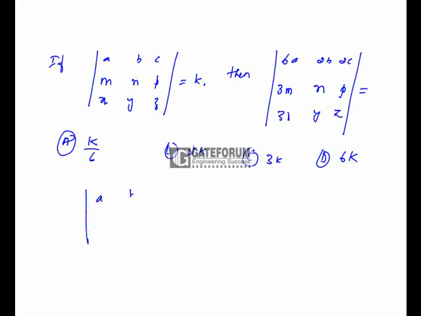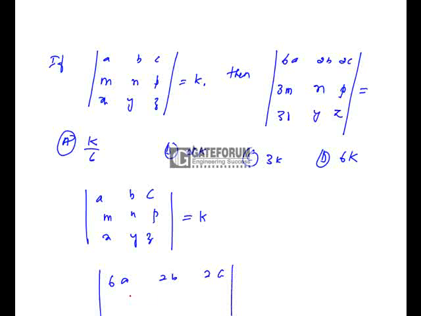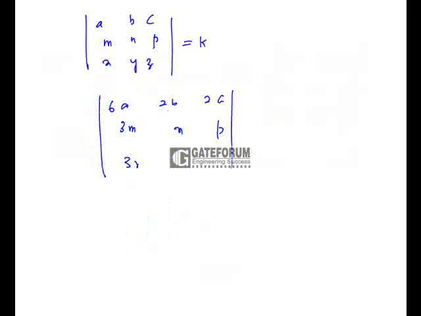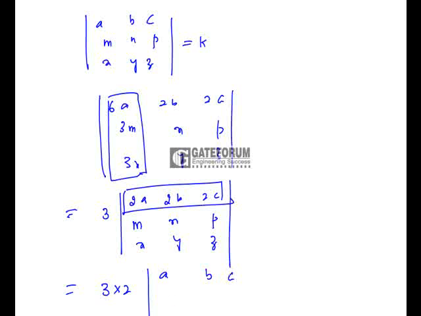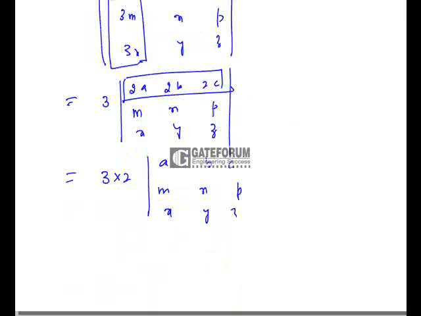The value of the determinant with rows A, B, C; M, N, P; and X, Y, Z is given as K, and we have to find the value of the determinant with rows 6A, 2B, 2C; 3M, N, P; 3X, Y, Z. Let us use the properties of determinants. I'll take 3 common from the first row, so it can be written as 3 times the determinant 2A, 2B, 2C; M, N, P; X, Y, Z. Similarly, we can take 2 out of the first row. So 3 into 2, then it will be the determinant A, B, C; M, N, P; X, Y, Z, which is nothing but 6 times K.